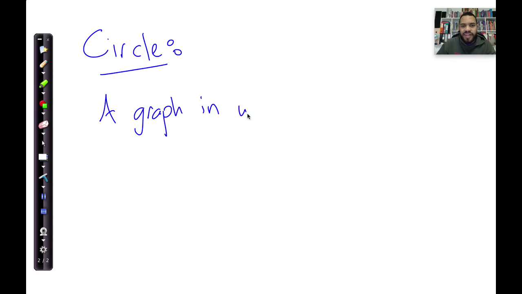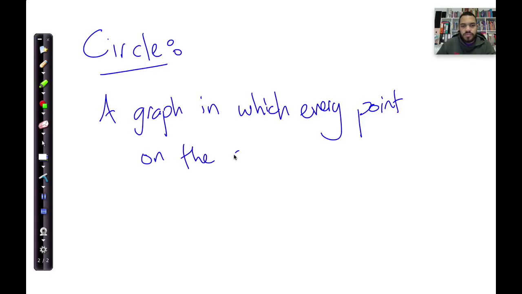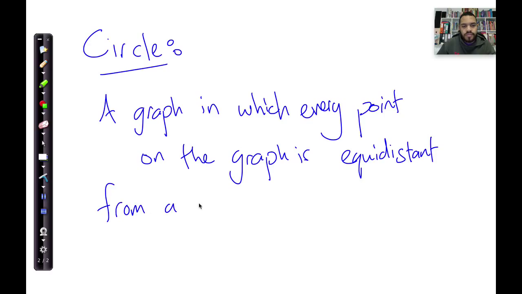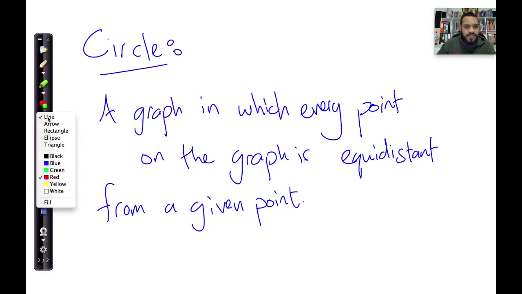in which every point on the graph or on the relation is equidistant from a given point. Now let's think about that for a little bit.